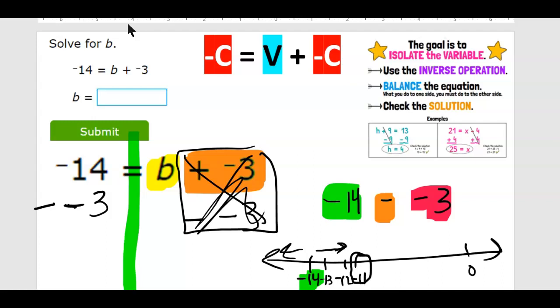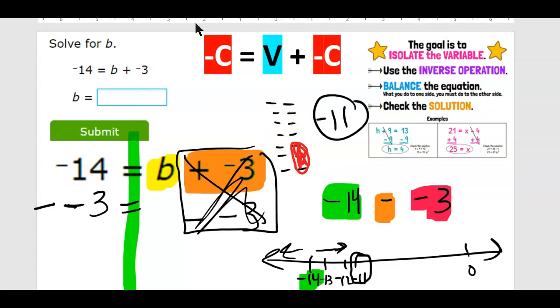That's another way to look at it. If you have 14 negatives, 1, 2, 3, 4, 5, 6, 7, 8, 9, 10, 11, 12, 13, 14, and you take away 3 of those negatives, 1, 2, 3, gone. How many negatives do you have left? We have 11. 11 what? 11 negatives left. So anyway, negative 11 is equal to B. All right, let's try that out and test it.